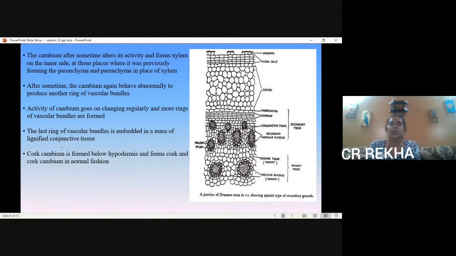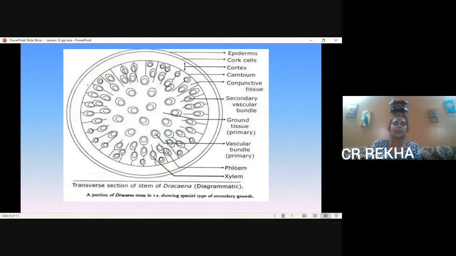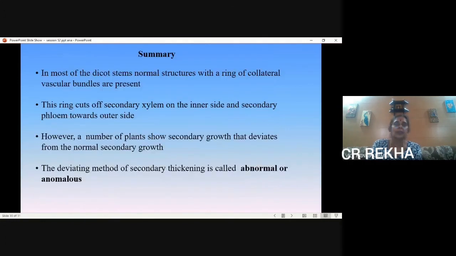In this diagram, you can see the secondary tissue, that is the conjunctive tissue, the cambium, and a number of vascular bundles which are embedded. Cork cambium is also formed below the hypodermis, which forms the cork in a regular fashion. This is the whole view of the transverse section of stem of Dracaena, showing the abnormal secondary growth.